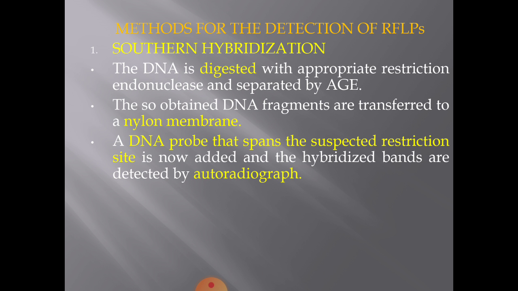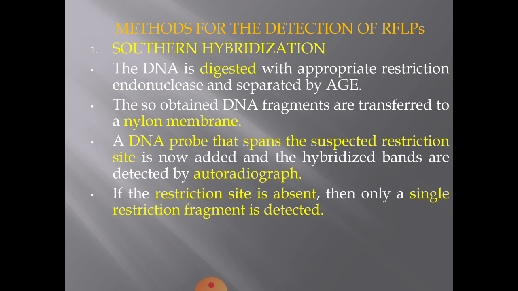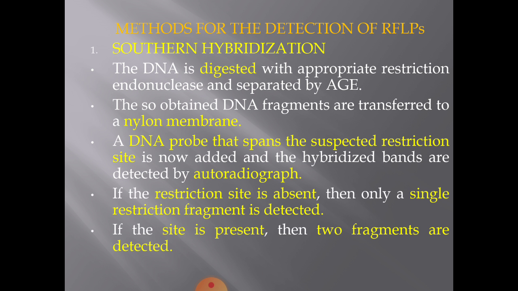I'll give you one homework. You can just make a note of your autoradiograph technique, okay, and keep it as a supplementary reading to your reading on RFLP, okay. Then if the restriction site is absent, say for example due to an inherited mutation or something else, then you will get only a single restriction fragment, okay. On the other hand, if the site is present, you will get two fragments. This is what happens during southern hybridization.